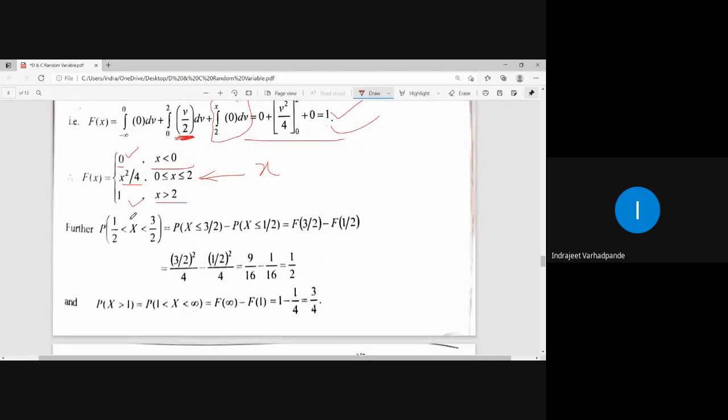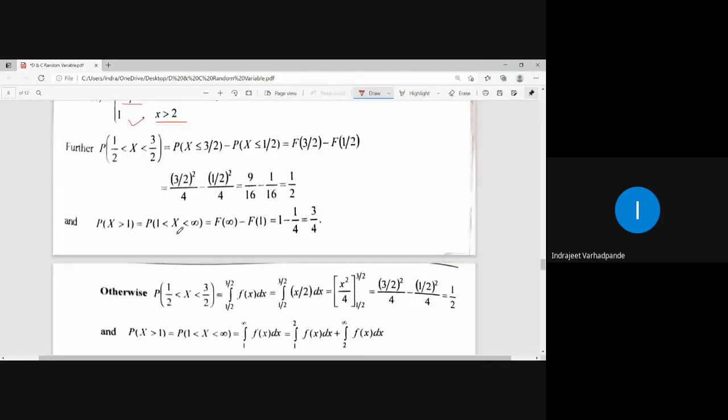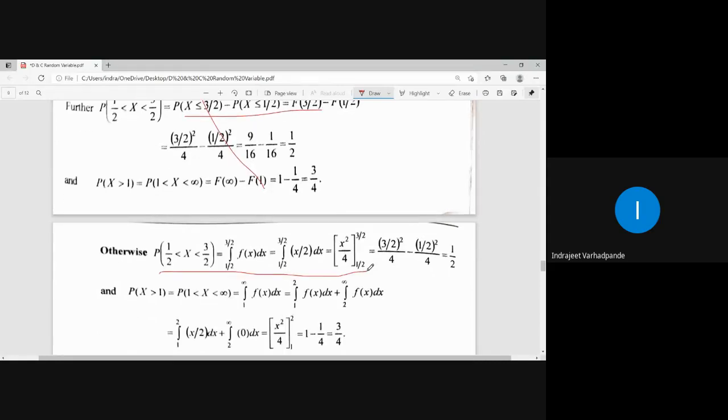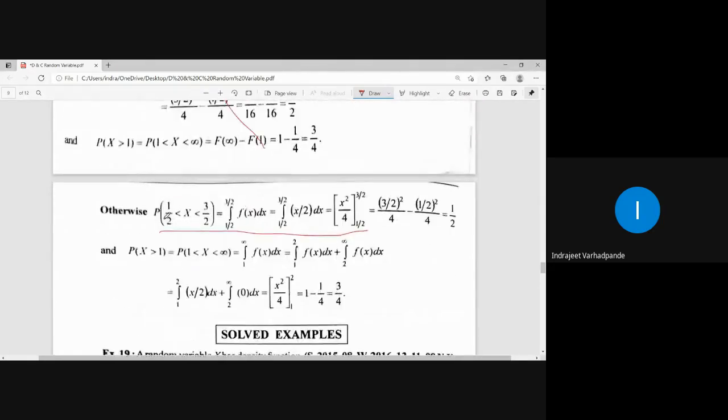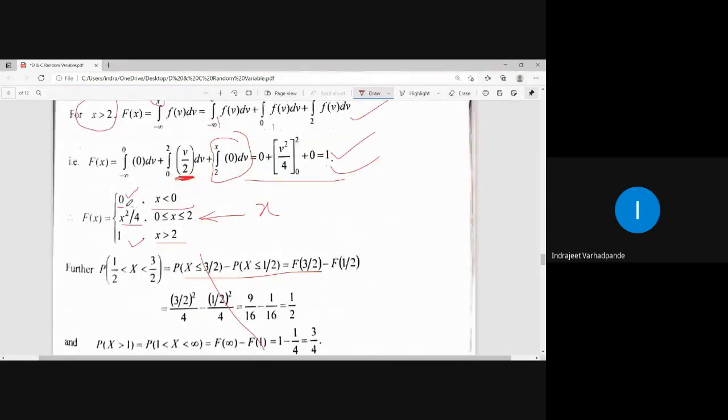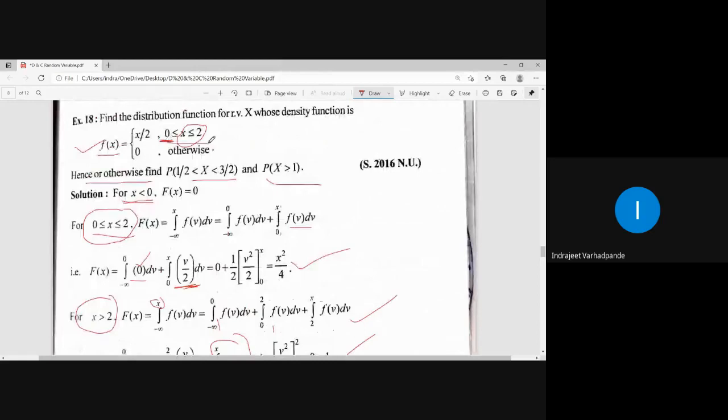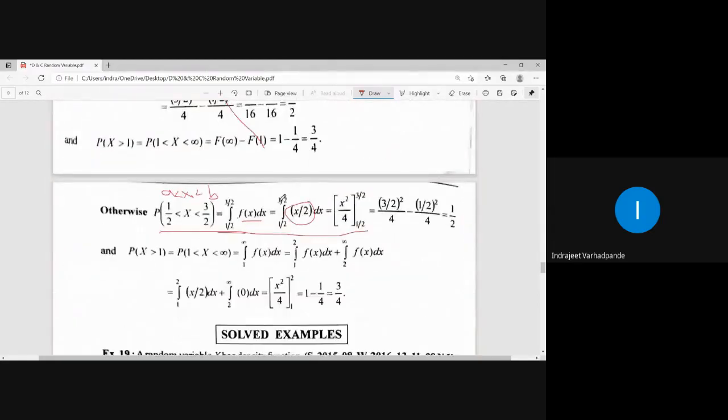And now calculate the probability. And you can also do it like this. Instead of doing it like this, I will prefer integrating between the limits directly. Okay? So how to calculate the probabilities? Probability to be calculated between 1 by 2 to 3 by 2 is the integration from A to B of f of x dx. What is your f of x? x by 2. x by 2 is valid from where to where? 0 to 2. 1 by 2 and 3 by 2 lie between 0 to 2.